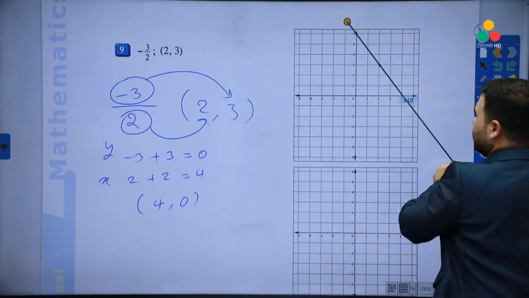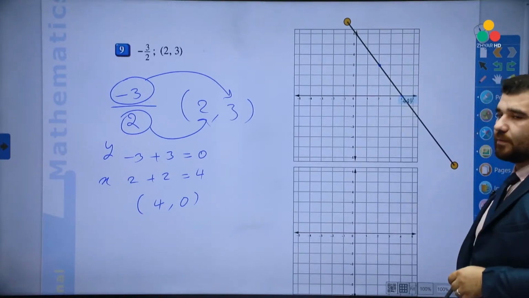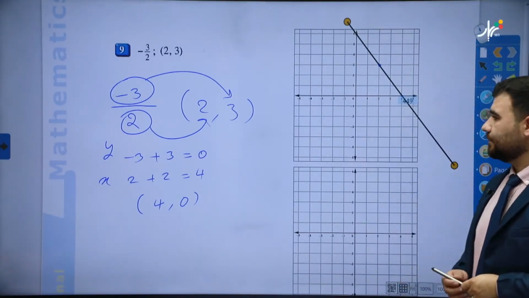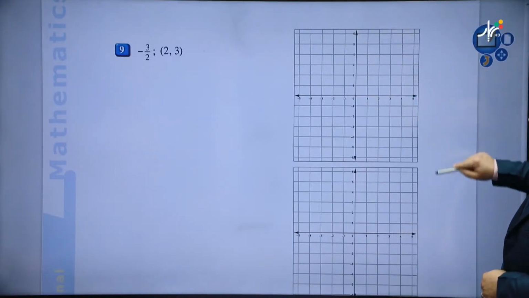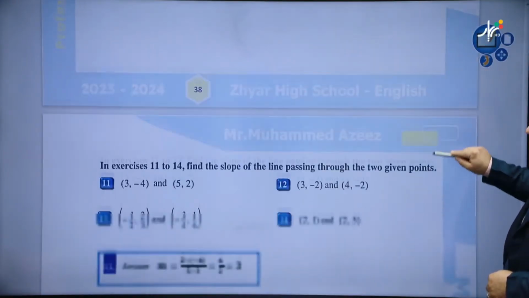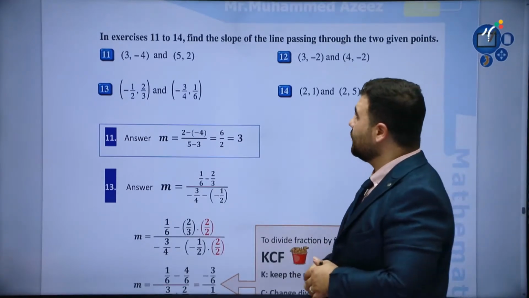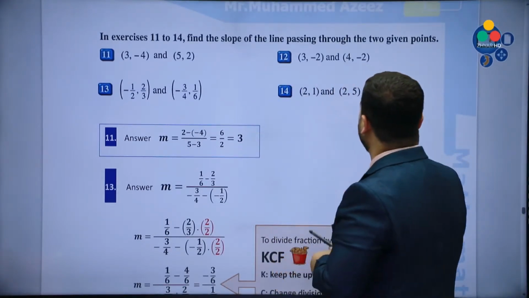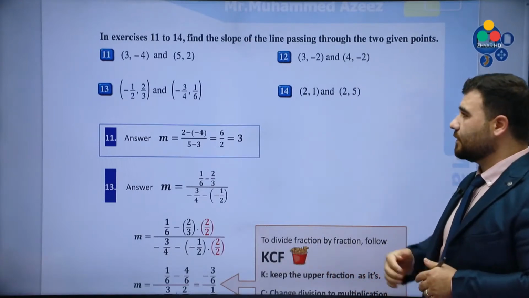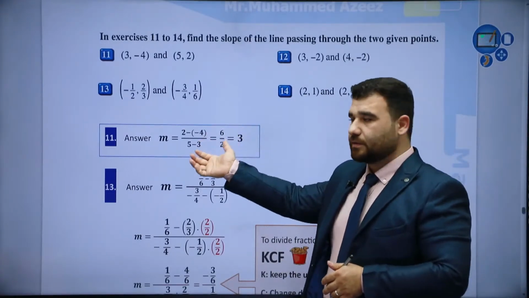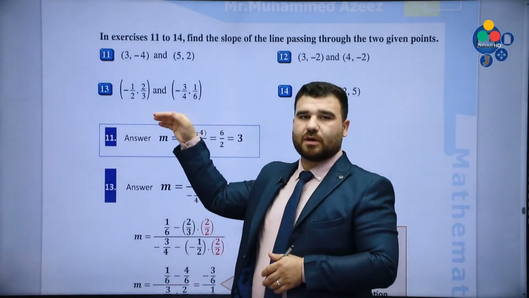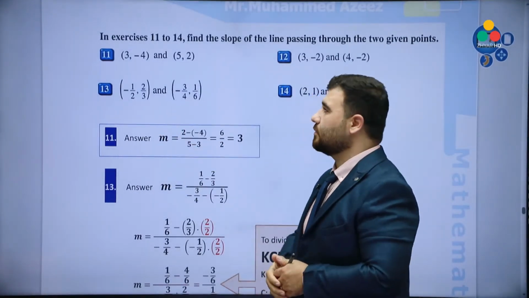This is the line that passes through both points. In exercises 11 to 14, find the slope of the line passing through the 2 given points. Here we are only about to use the rule of slope, y2 minus y1 over x2 minus x1.